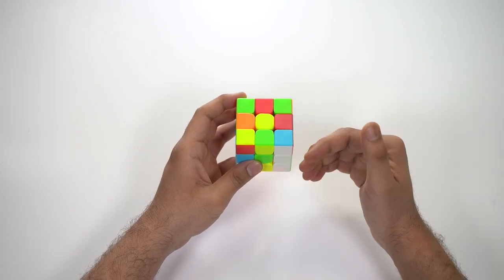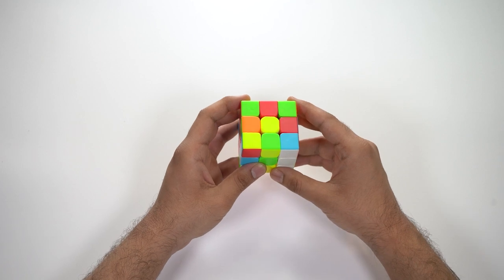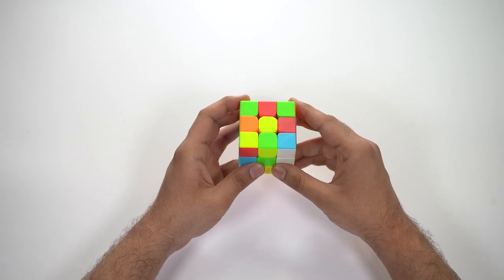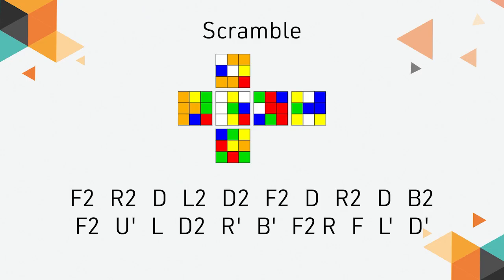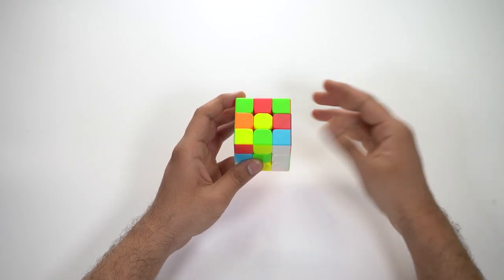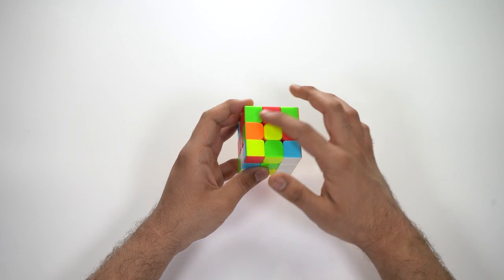Now I'm going to show you a full example solve using the method I just taught. You can pause the video and follow along with the scramble on the screen. So the first thing we want to do is to build the daisy.